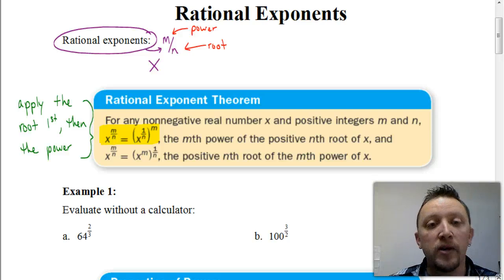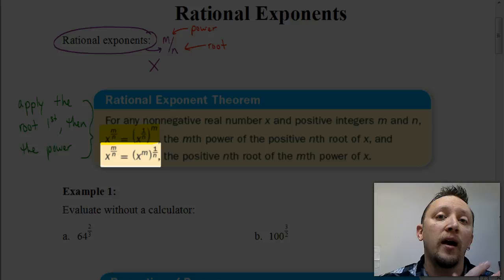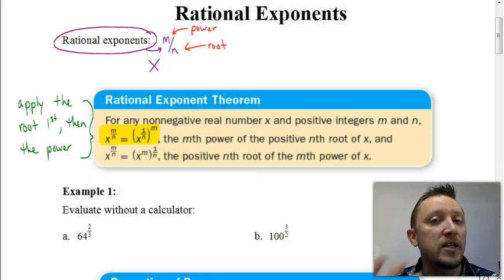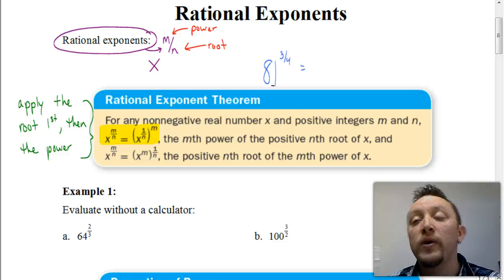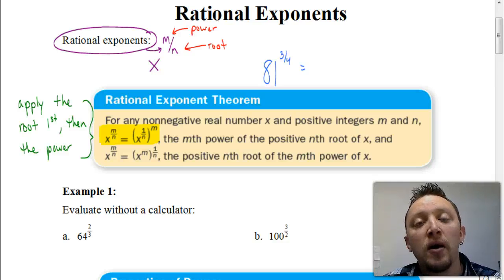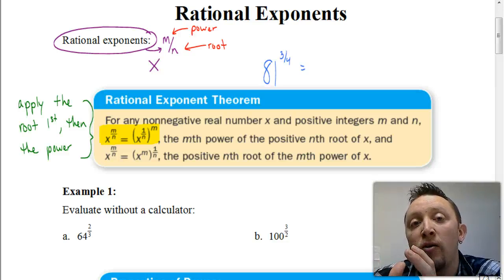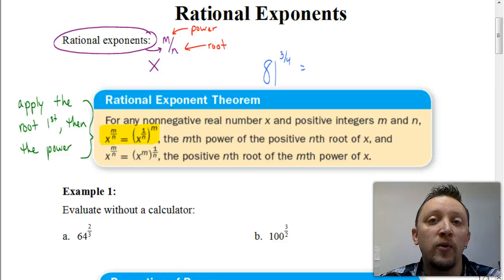Now, let's look at the second one. The second one, what that's telling you is that you would apply the power first and then the root, which does not always make sense to do. For example, let's say if we need to simplify a problem like this one, like I have 81 to the 3/4 power. If I applied the power first and then took the root, what that means is that I have to take 81 cubed. I have to take 81 times 81 times 81.